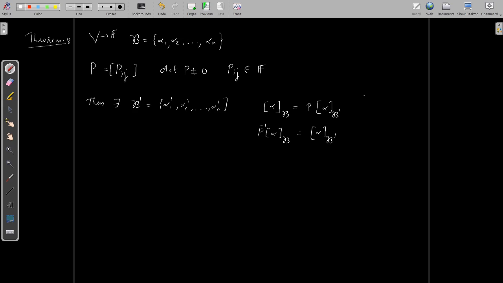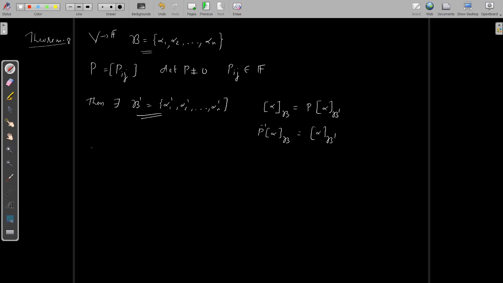That means if you are given a non-singular matrix and an ordered basis of V, you can construct another basis with the same condition. In the last class we discussed that once you are given two distinct bases, you can easily find this P. Now in this theorem, using a basis and a non-singular matrix, we can construct another basis satisfying the same relation that we proved in theorem 7. We can prove this by constructing the basis B prime first.